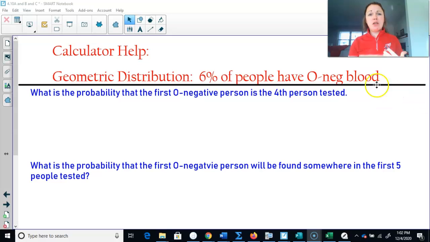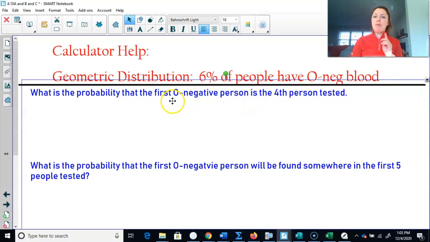Okay, so here's our first question, and this is what's going to tell us that we have a geometric setting and not a binomial setting. What is the probability that the first O negative person is the 4th person tested? So you can imagine we're working in a blood bank, right? Or blood drive. One person comes in, they're not O negative. Second person comes in, not O negative. Third person comes in, they're not O negative. The 4th person tests O negative. That's our success there. We were waiting until our first success.